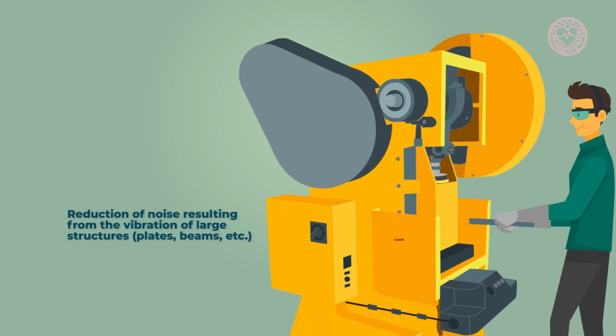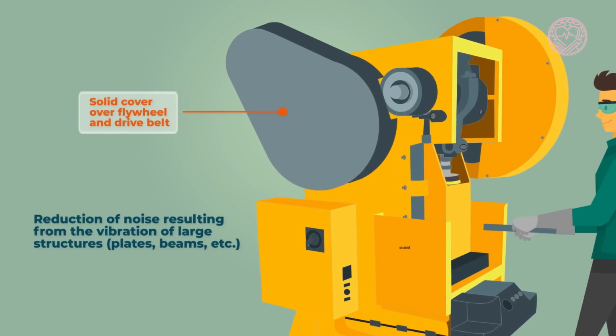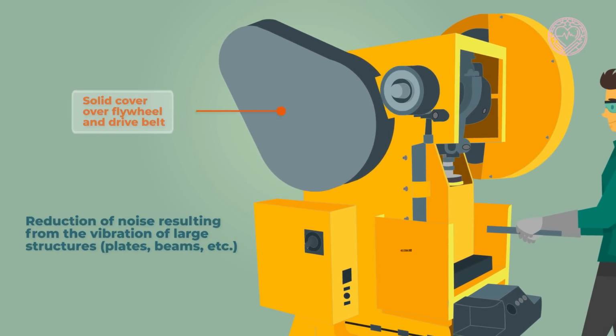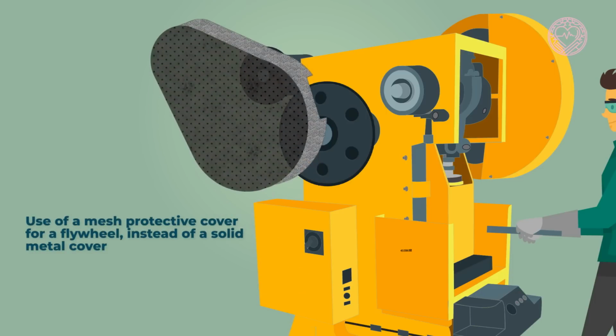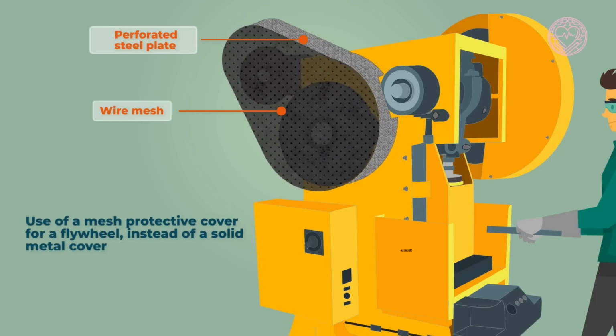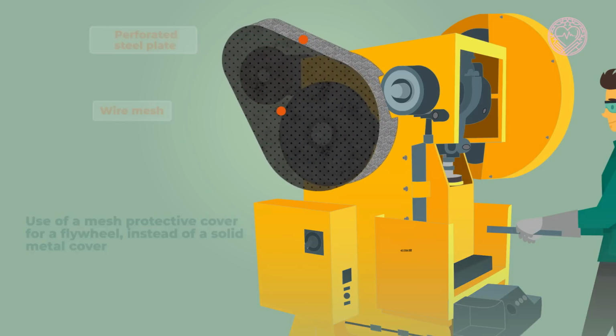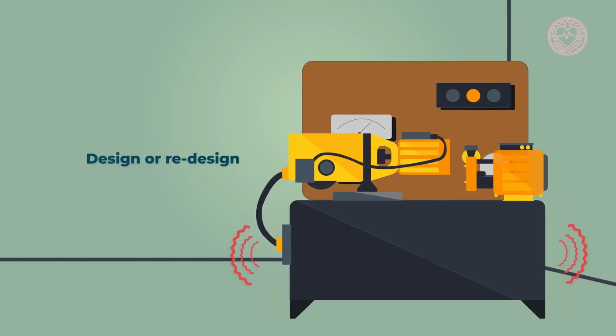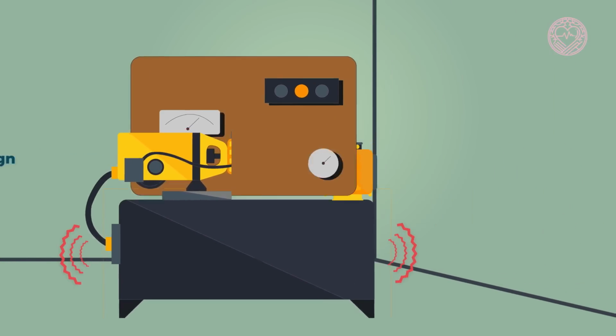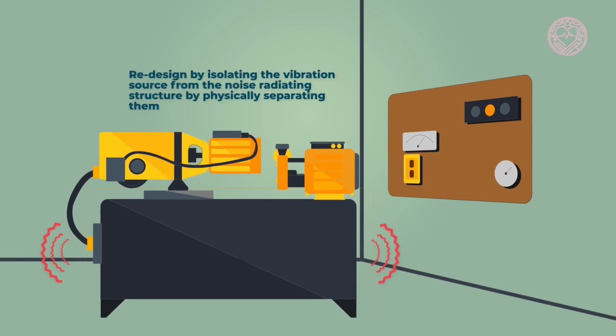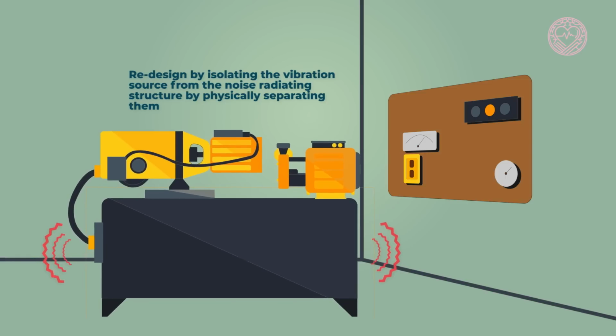Reduction of noise resulting from the vibration of large structures, plates, beams, etc. Use of a mesh protective cover for a flywheel instead of a solid metal cover. Design or redesign: redesign by isolating the vibration source from the noise radiating structure by physically separating them.